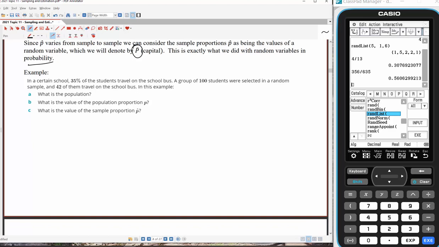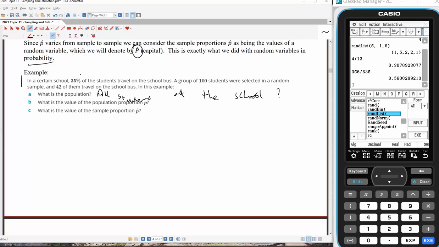In a certain school, 35% of the students travel on the school bus. A group of 100 students were selected in a random sample and 42 of them travel on the school bus. In this example, what is the population? Well, it's all students at the school. In this case, we don't know how many students there are. It doesn't say.